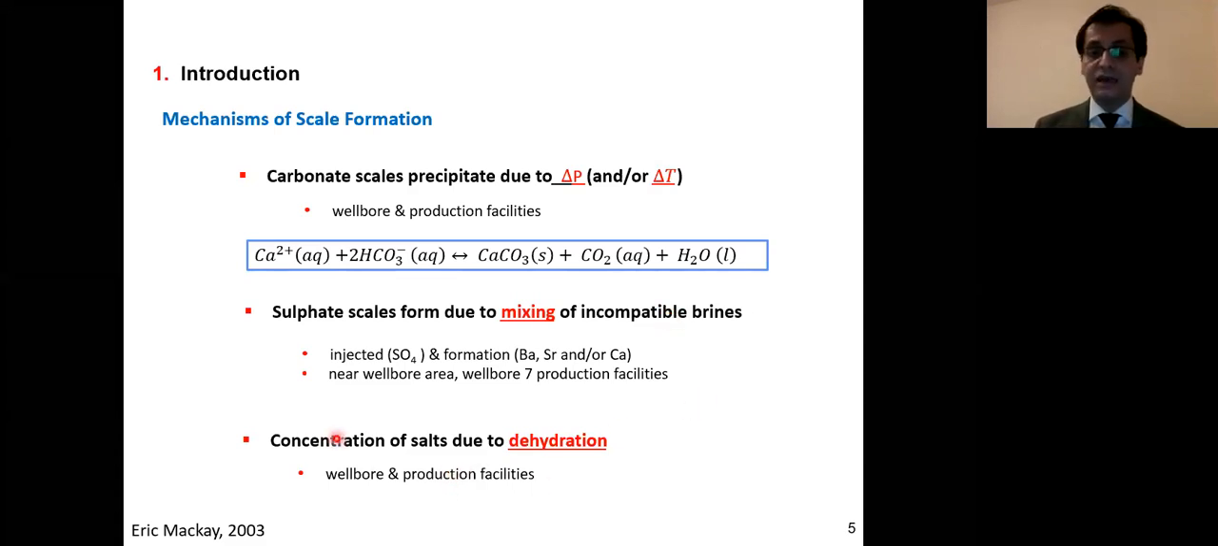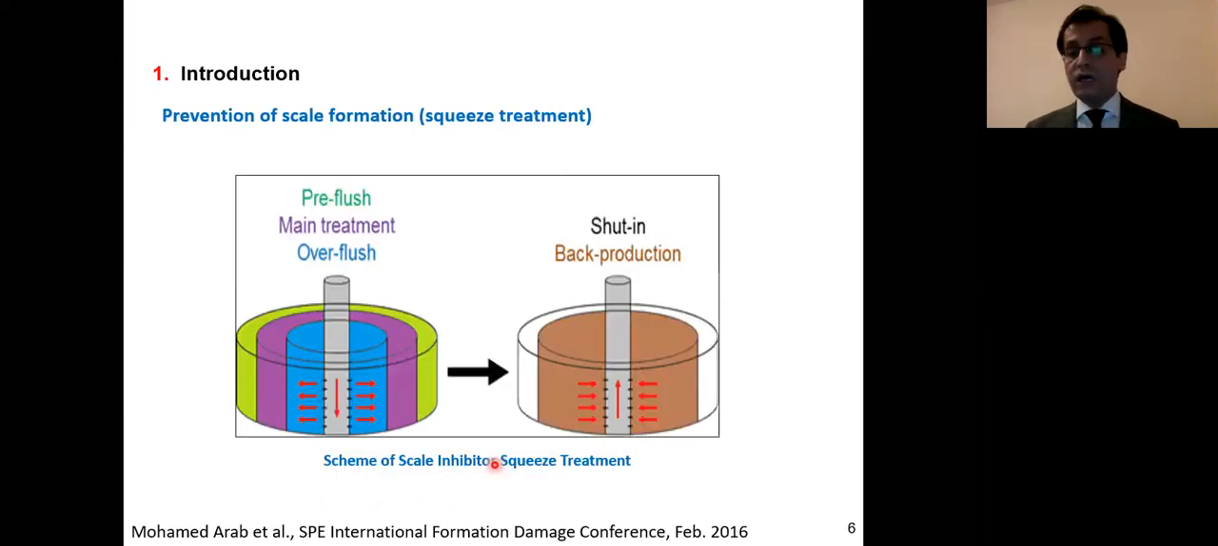And the last type of scale is halide scale, and it is formed due to dehydration. It also forms around the wellbore and production facilities, like carbonate scales. Now, we need to prevent scale formation around the wellbore.